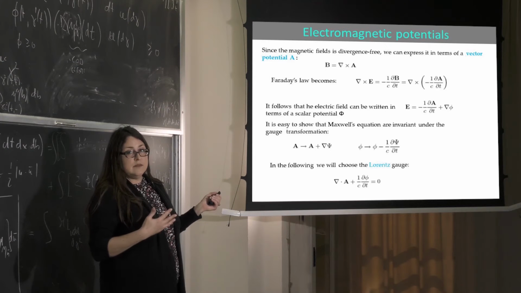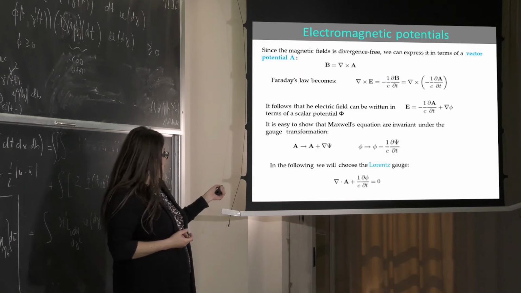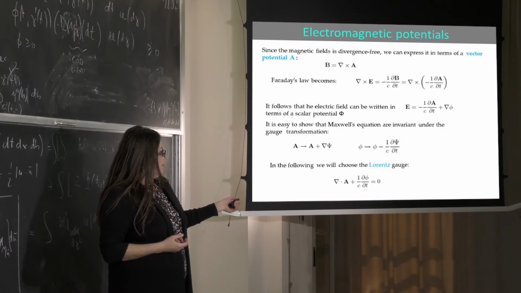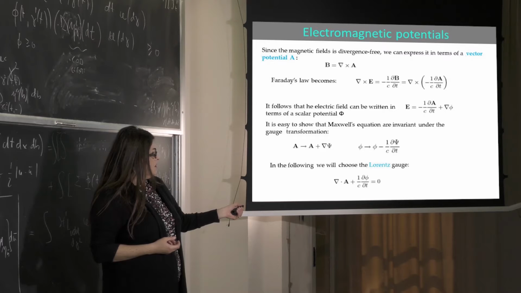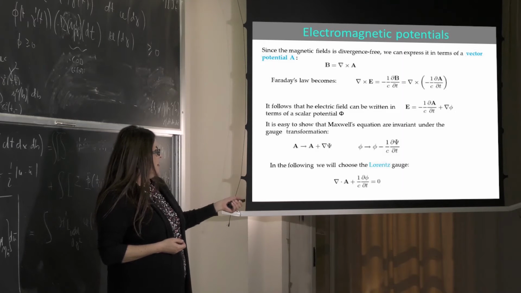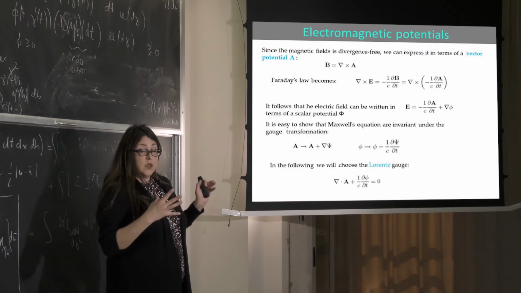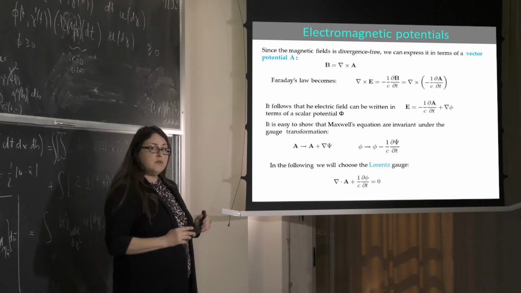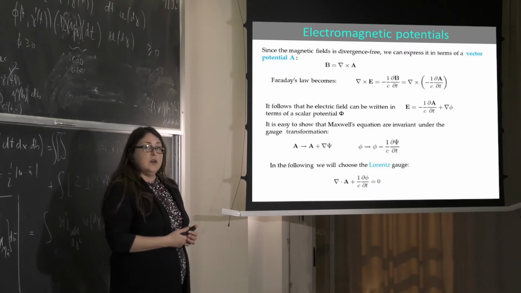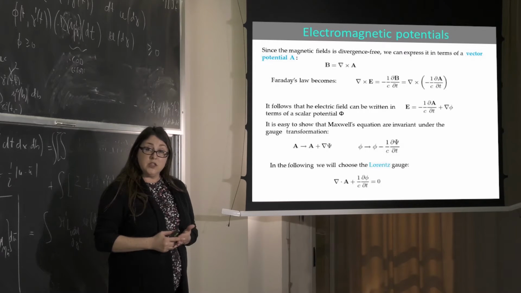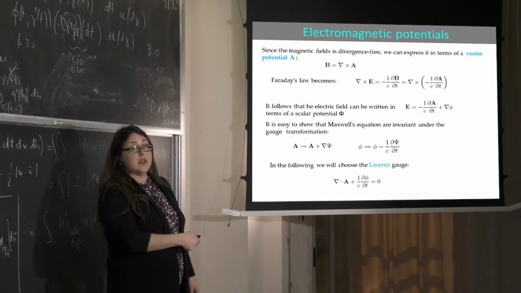First of all, notice that Maxwell equations are invariant under a gauge transformation in which the vector potential and the scalar potential are transformed with the addition or subtraction of derivatives of another scalar quantity or vector quantity. Since Maxwell equations are invariant for this gauge transformation, we conveniently choose the so-called Lorentz gauge, in which the vector potential and the scalar potential are related by this equation.